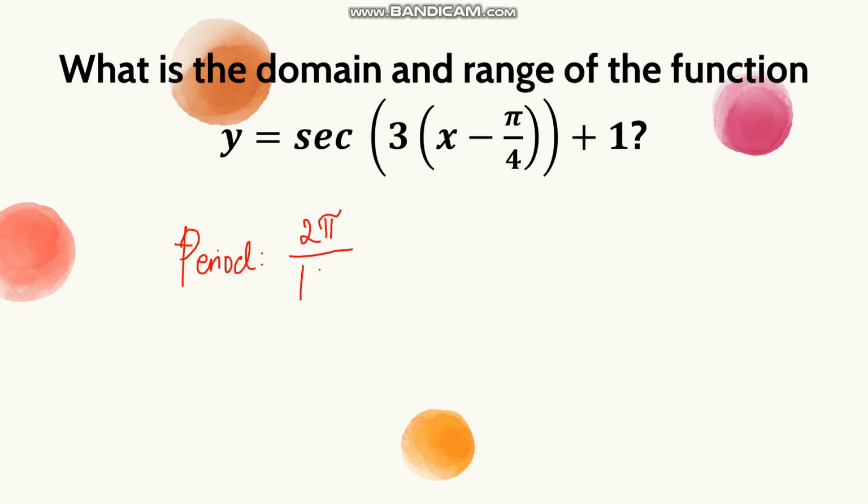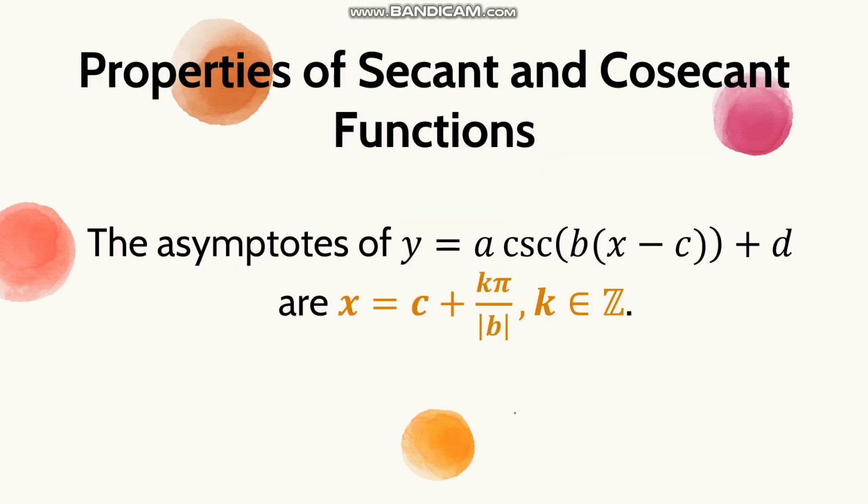Our b is 3, so absolute value of 3. If you cannot simplify it even more, just write 2 pi over 3. So that is the period of our function. And lastly is for the asymptotes.